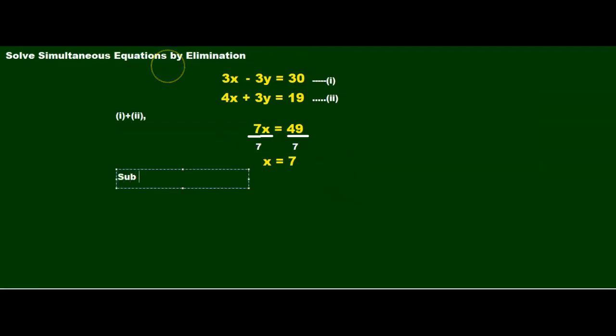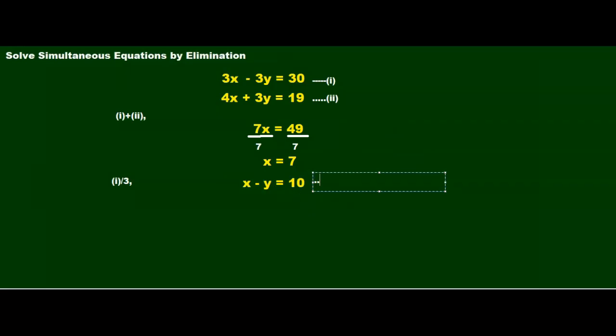Okay, we're going to substitute x equals 7 into equation 1. Now, if you look at equation 1, you see that they're all multiples of 3. So before I substitute x equals 7 into my equation 1, I'm going to divide equation 1 by 3. That leaves me 3x divided by 3 gives me x, minus 3y divided by 3 gives me y, and then 30 divided by 3 gives me 10.